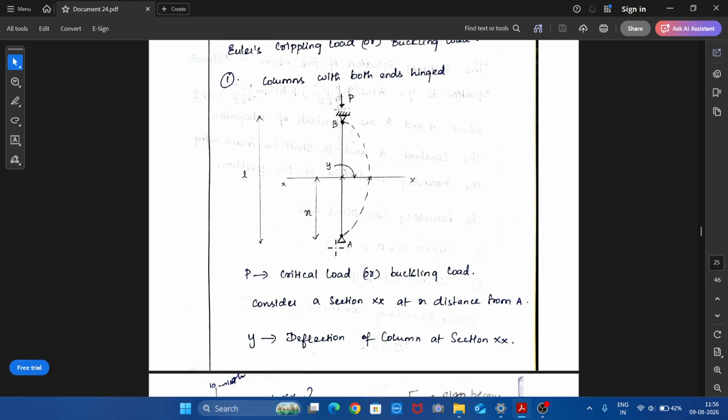Bending moment at hinged support is always 0. So the bending moment at A is 0. Similarly, the bending moment at B will be equal to 0 since they are hinged. So you can use these two boundary conditions. That is, at this point, x takes the value of 0, and at this point, x will take the value of L.